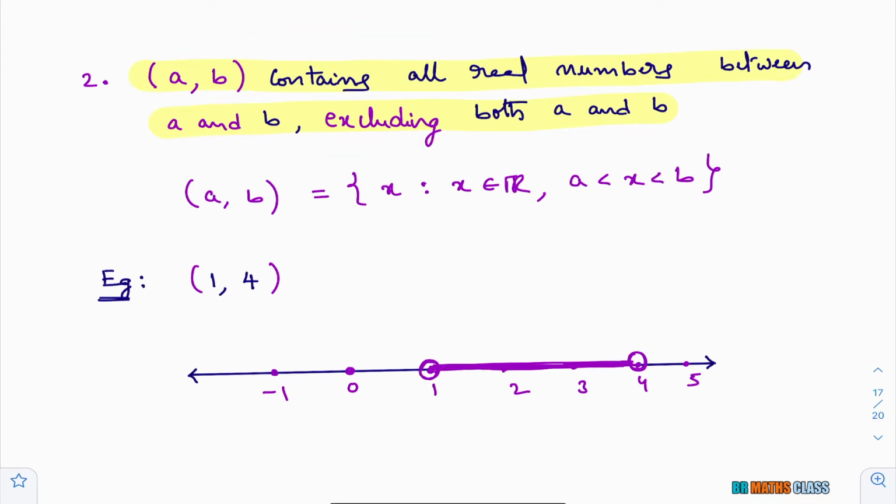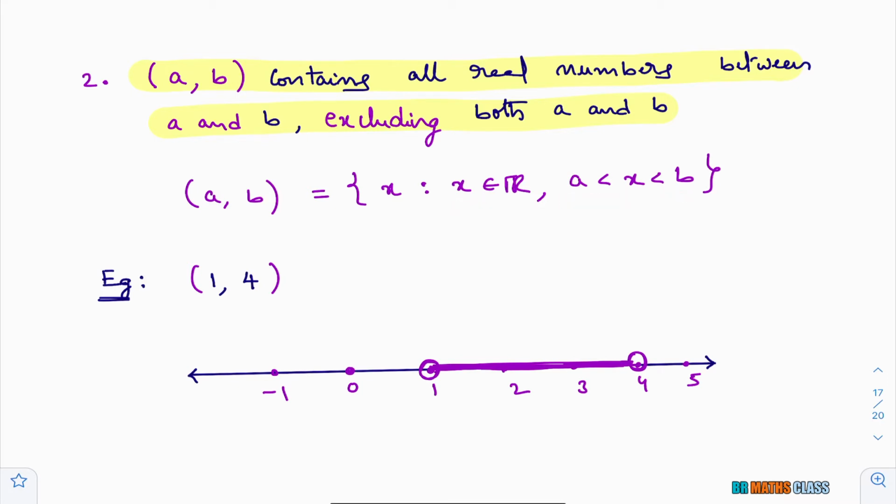The same thing in interval form, set builder form. You see here, this is open interval A comma B. The same thing in set builder form, we can write like this. This contains a number X. What is that X? X is a real number, and it is in between A and B.